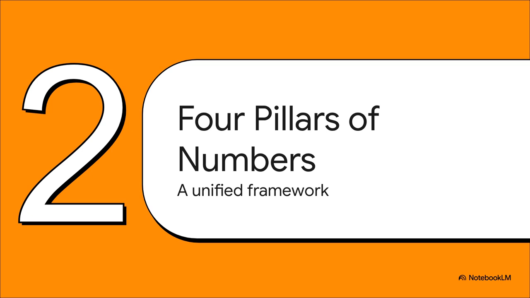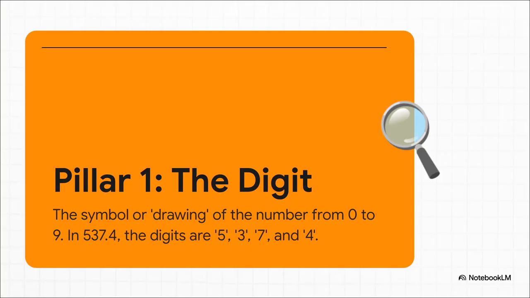And that brings us to the unified framework itself. This is what holds that whole system together. So let's explore these 4 pillars that support every single number your students will ever see. Okay, pillar number 1 is the easiest one. It's just the digit. That's the symbol, right? The drawing we make for 0 through 9. So in a number like 537.4, the digits are just 5, 3, 7, and 4. These are simply our basic building blocks.